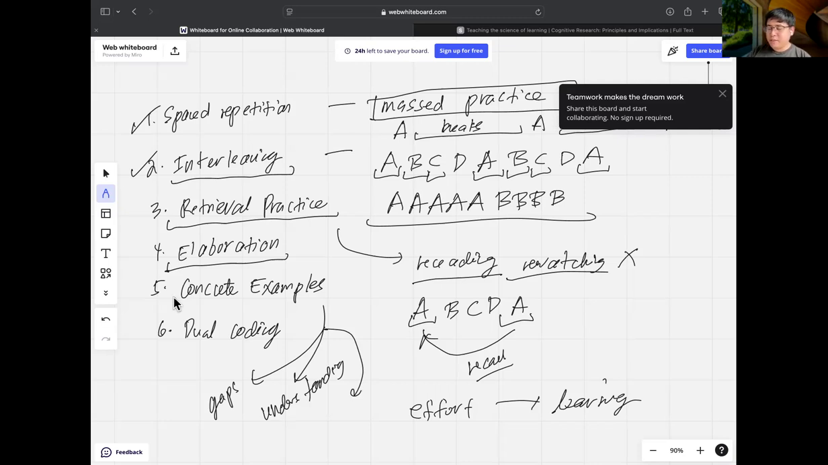Now, number 5 is concrete examples. It's just a way to help with understanding, because there are cases when you're trying to understand something really abstract, and it's hard to grasp something that's abstract. So what you want to do is try to come up with examples of what they mean. This helps a lot with, for example, things like math.